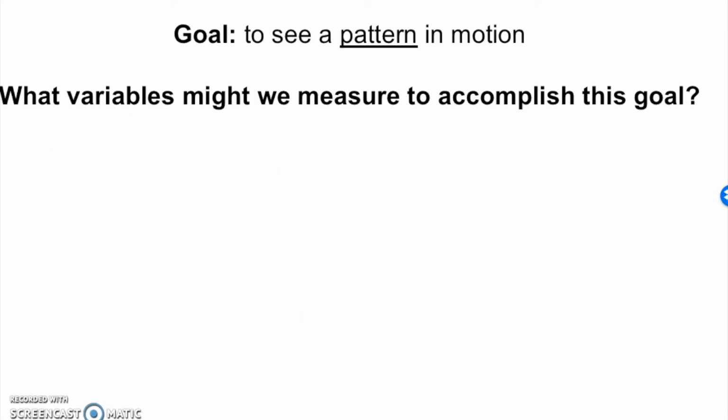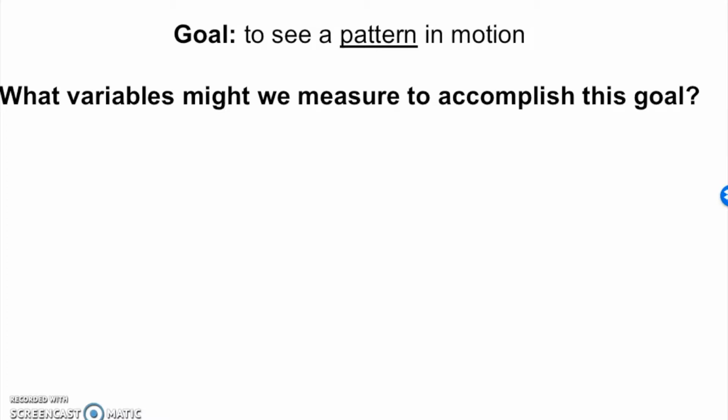And so our goal of this unit is to really understand some fundamental patterns in motion. And to start out, we want to think about what variables we're going to look at to accomplish this goal. So take a moment and think about what variables would be useful for you to consider if we're trying to understand patterns in the motion of different things. What would be useful to look at?